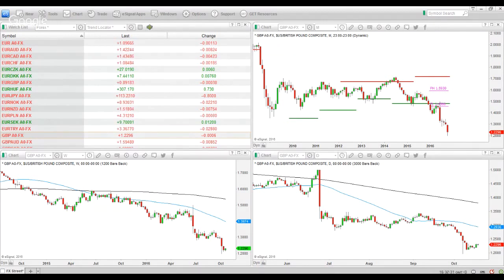Let me give you a clue. The euro dollar has an average true range of around 90 pips a day. If you compare that to the pound Japanese yen, the pound Japanese yen has an average true range of around 200 pips a day. If you have a stop loss of 100 pips on the euro dollar, you may be fine. If you have a stop loss of 100 pips on the pound Japanese yen, you have a very strong chance of being stopped out.